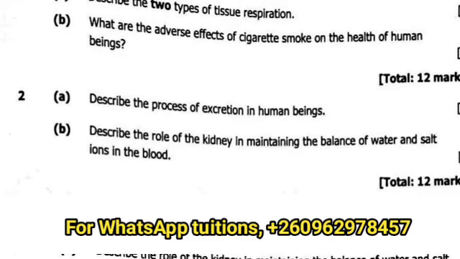So now under ultrafiltration, you'll say, ultrafiltration is the filtration of small molecules such as water, mineral salts, glucose, and urea from the glomerulus into the Bowman's capsule of a nephron.